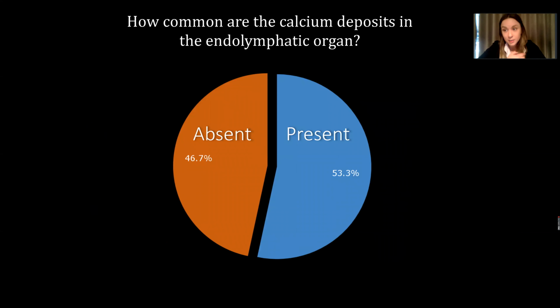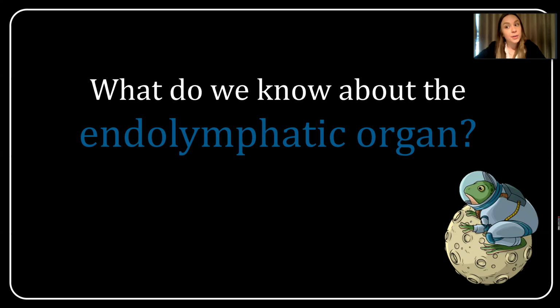Turns out this endolymph is pretty common in frogs. Out of the frogs I've processed so far, I found that endolymph was present in over 50% of them. So what do we know about this endolymphatic organ?